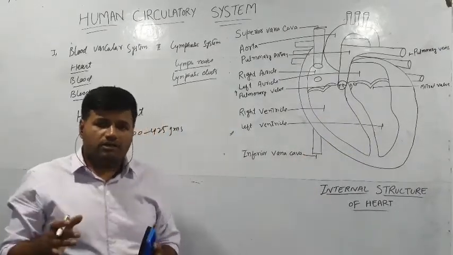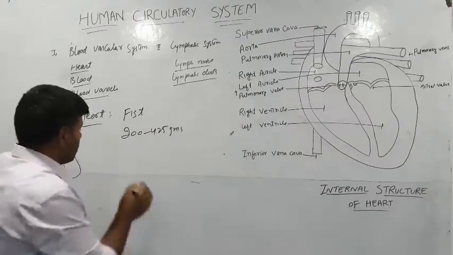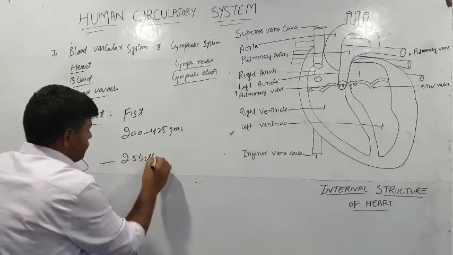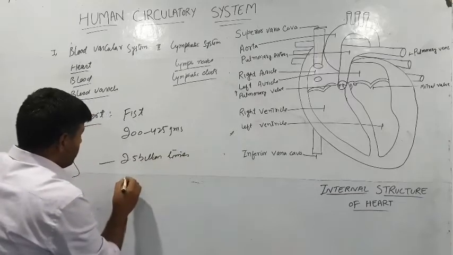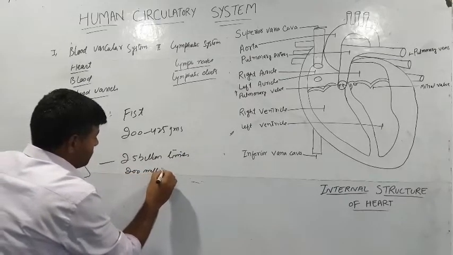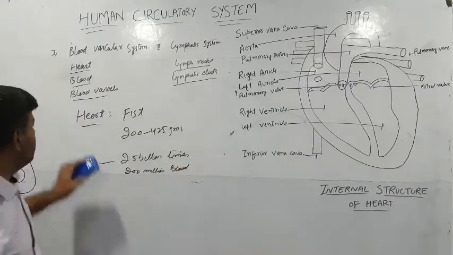Our heart functions continuously throughout our life, and on average it beats 2.5 billion times, and pumps 200 million liters of blood throughout its life. It's an average value only.